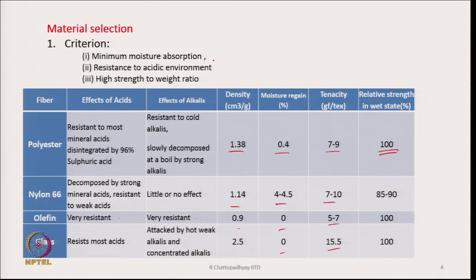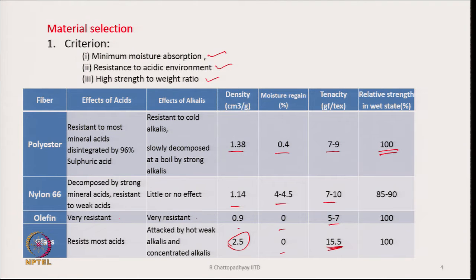So, the criteria should be minimum moisture absorption, resistance to acidic environment and high strength to weight ratio. So that the overall weight of the fabric is minimum, and therefore, high strength to weight ratio is always good for us. Now, the moment it comes to high strength to weight ratio, the glass is very heavy, 2.5 is the density. Though it has a very high tenacity, density wise it is very high, and therefore, glass fabric will be very heavy for this particular purpose. So, we have to discard glass.